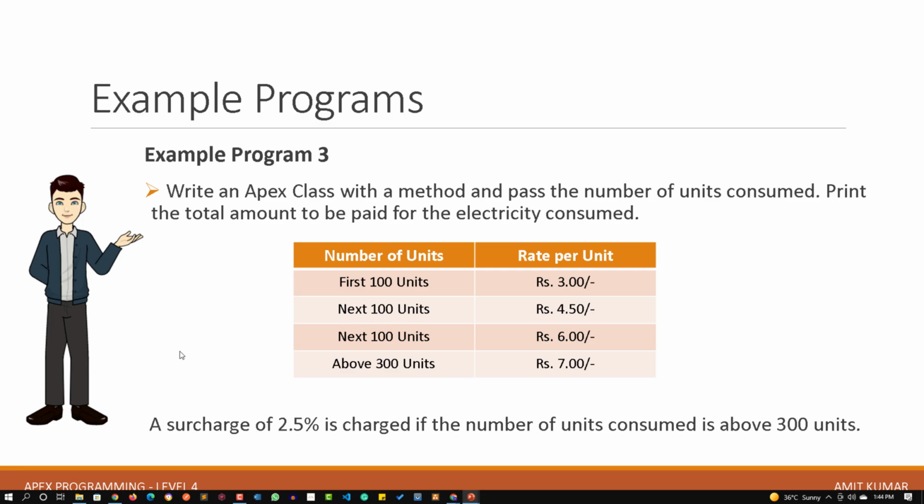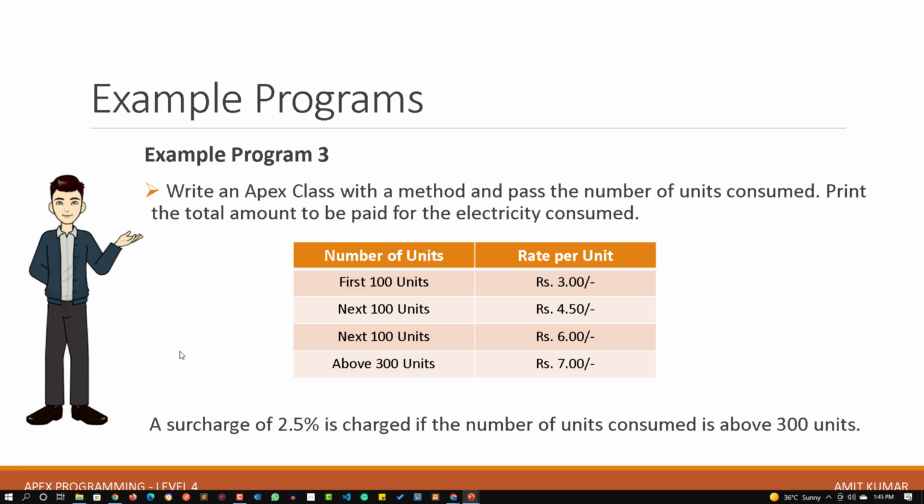So for the first 100 units, the rate per unit will be 3 rupees. For the next 100 units, that means for unit 101 till 200, the charge will be 4 rupees 50 paisa per unit, and definitely for the first 100 it will be 3 rupees only. For the next 100 it will be 6 rupees.